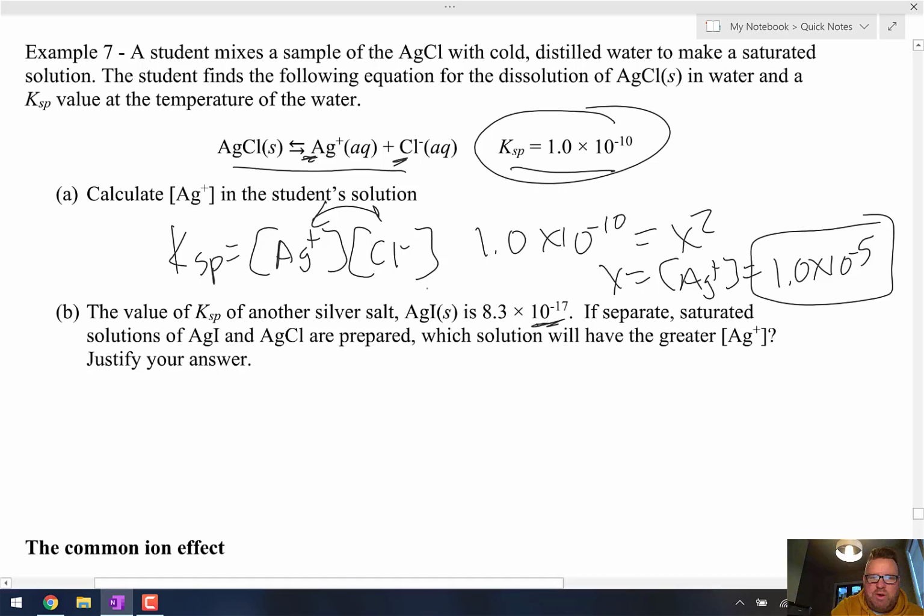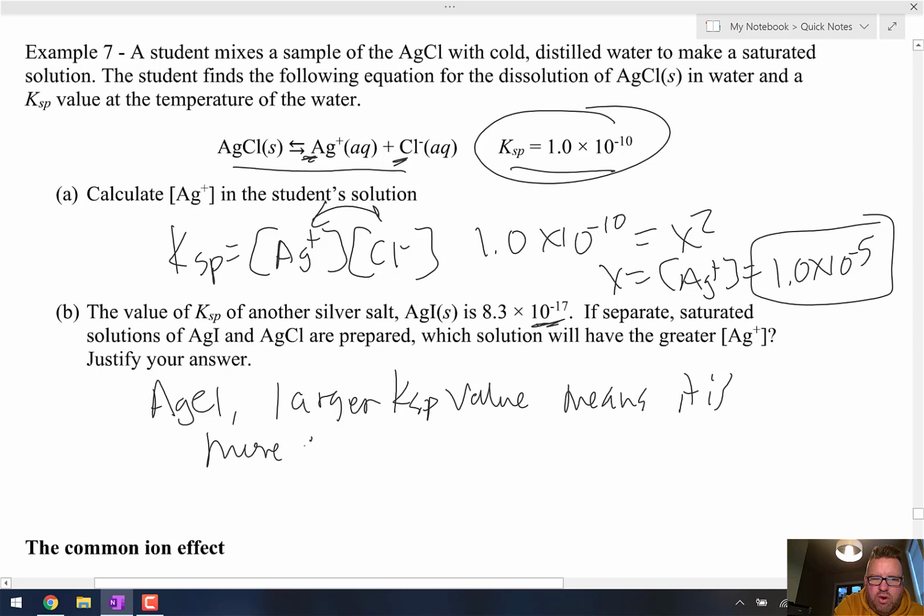Okay, so if they're separate, they're saturated. Saturated means the maximum amount is dissolved and dissociated in the solution. Which solution will have the greater concentration of Ag+? Okay, and hopefully you would see that as AgCl, because it has the larger KSP value, means it is more soluble, producing more Ag+ ions.